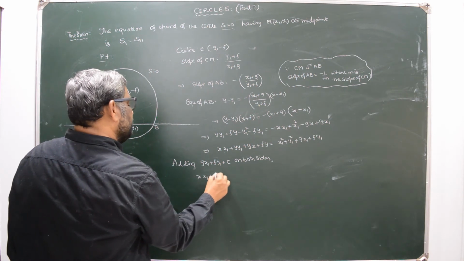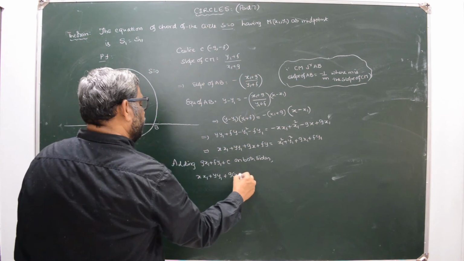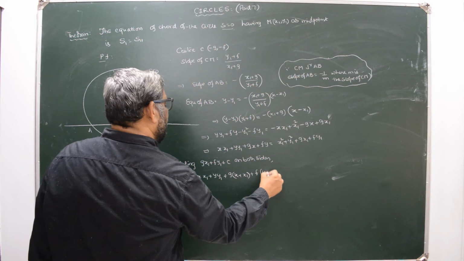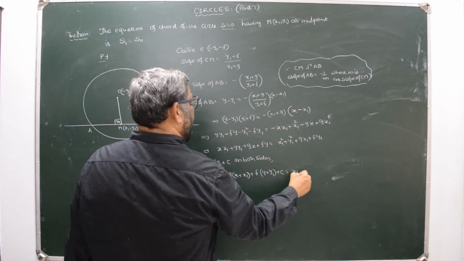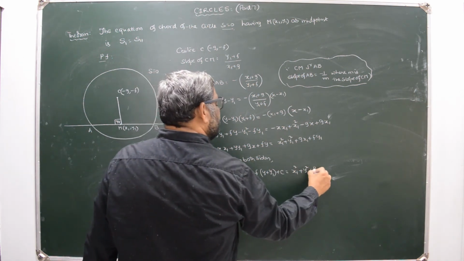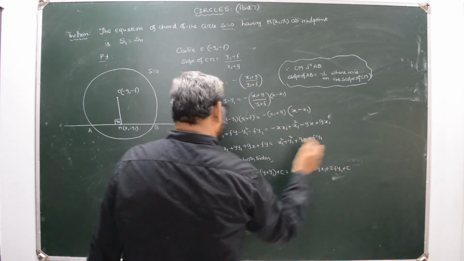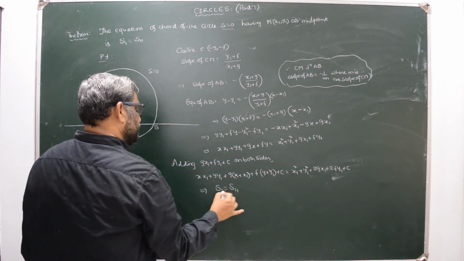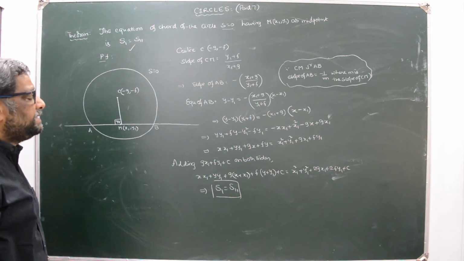xx1 plus yy1 plus g into (x plus x1) plus f into (y plus y1) plus c is equal to x1 square plus y1 square plus 2gx1 plus 2fy1 plus c. That is equal to, it implies S1 is equal to S11. Therefore, this is the equation of the chord having M as midpoint.